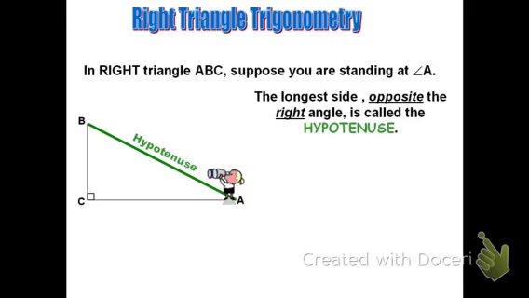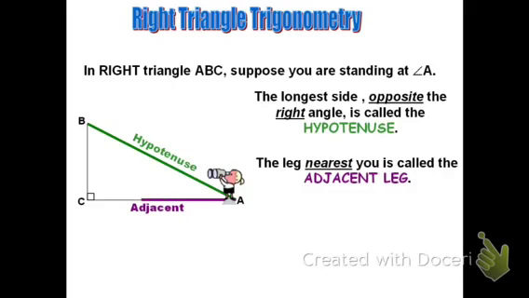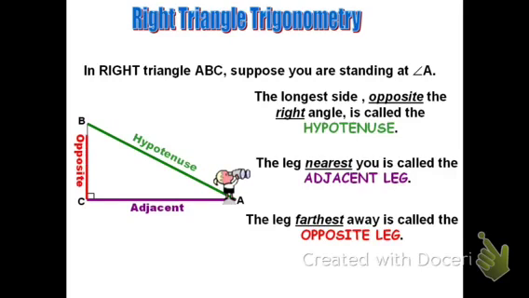The other two sides will be referred to as legs in right triangles. Let's classify the legs. If we're standing at angle A, we call that the reference angle. The side that is nearest our reference angle is known as the adjacent leg. The adjacent leg is the one that is nearest to your angle, which makes the other one, the one that is opposite from our angle, the opposite leg. Segment BC is opposite of angle A, so it's the opposite leg.